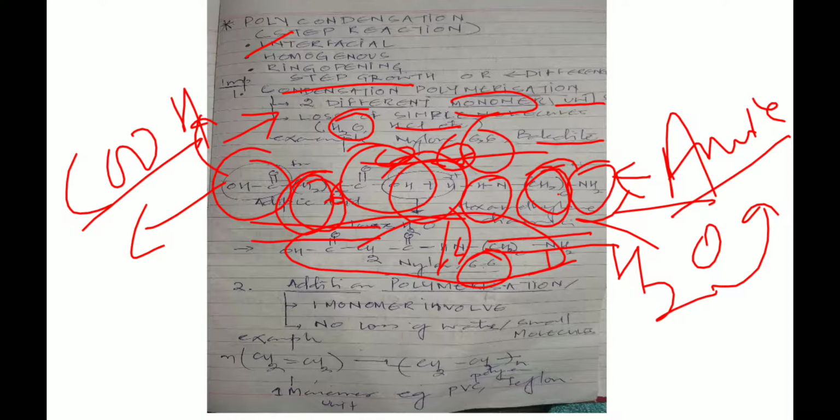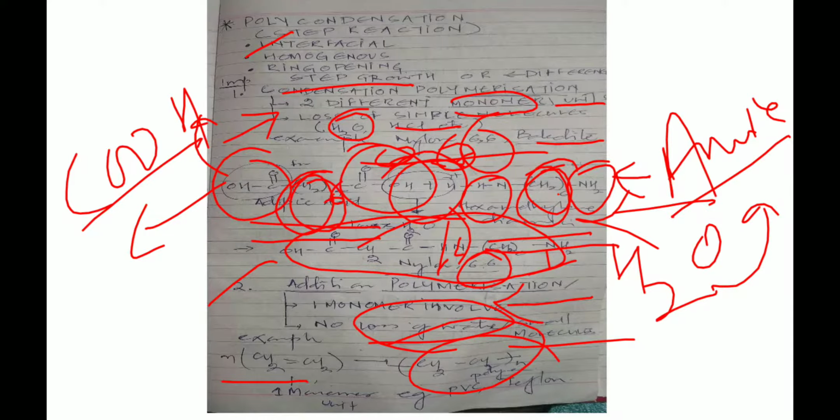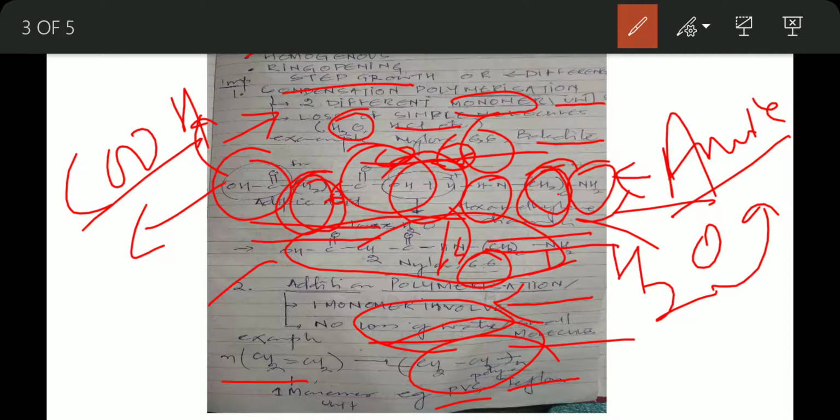Moving ahead regarding addition polymerization. In addition polymerization there is involvement of only one type of monomer. And the basic difference is that there is no loss of any smaller molecules, as happened in the previous type of reaction. Here simple monomers combine to form a polymer. Examples we can quote are polyvinyl chloride, Teflon, etc. So moving ahead.